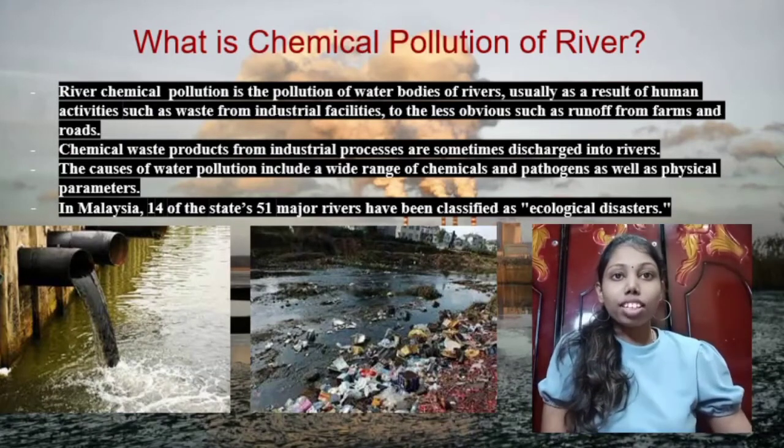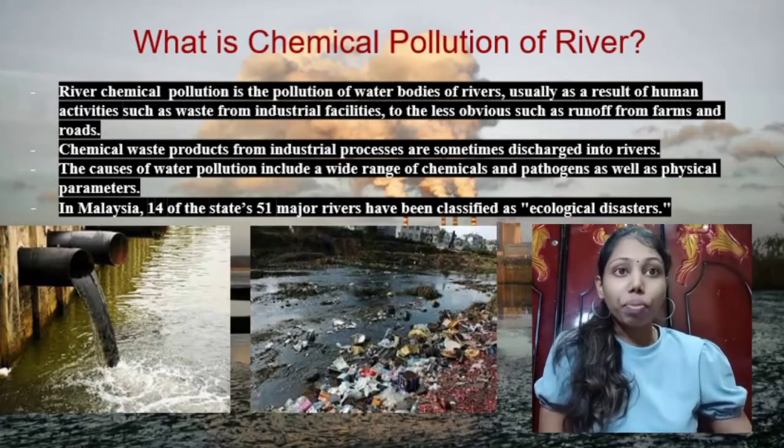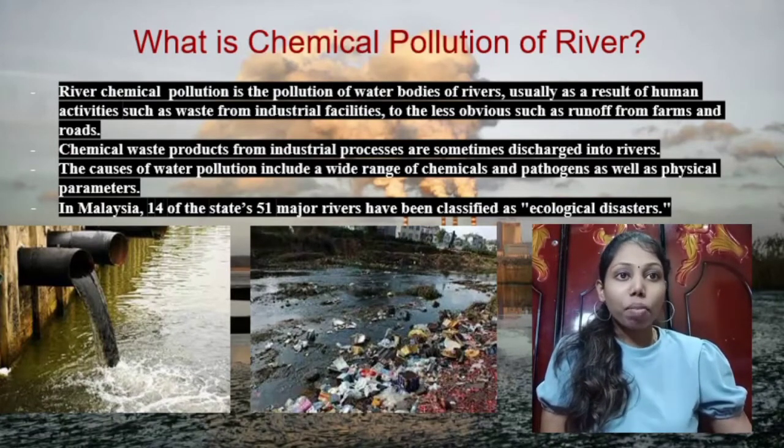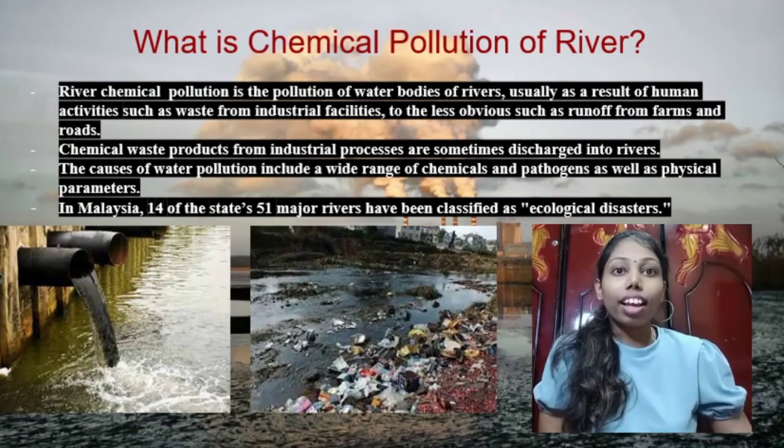River chemical pollution is the pollution of water bodies such as rivers, and usually it happens because of human activities, from waste from industrial facilities to less obvious sources such as runoff from farms and roads. These chemicals can damage the environment immediately and accumulate in plant and animal life in such a way that environmental and human health effects are not realized for many years.